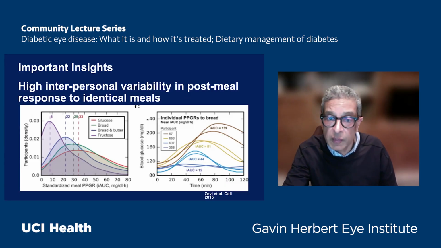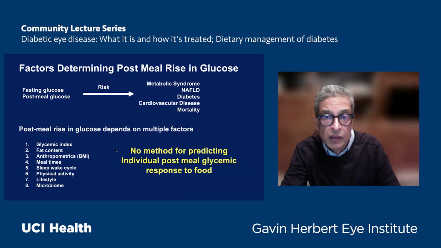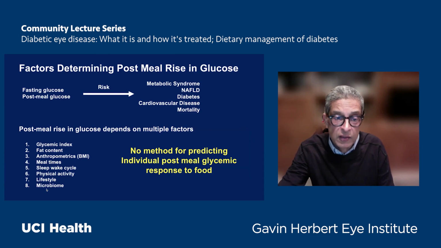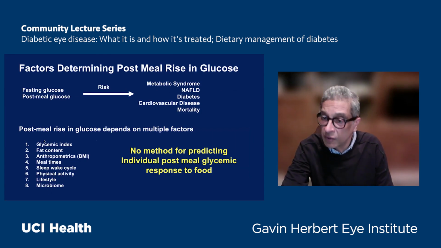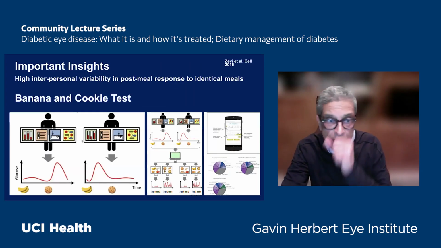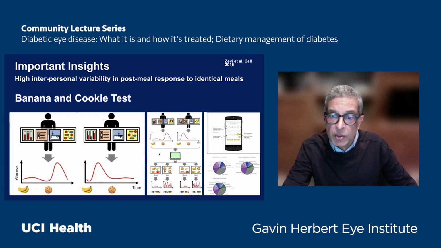So there's large variability. How can we deal with this variability when we want to control blood sugar and manage diabetes with nutrition? It turns out there's no clear good method for predicting individual post-meal glycemic response to food. There's no test that we can do to figure that out. And there are multiple factors that influence the blood sugar after a meal in any given individual. What is possible, though, is that you can give individuals different meals and measure the blood sugar afterwards.